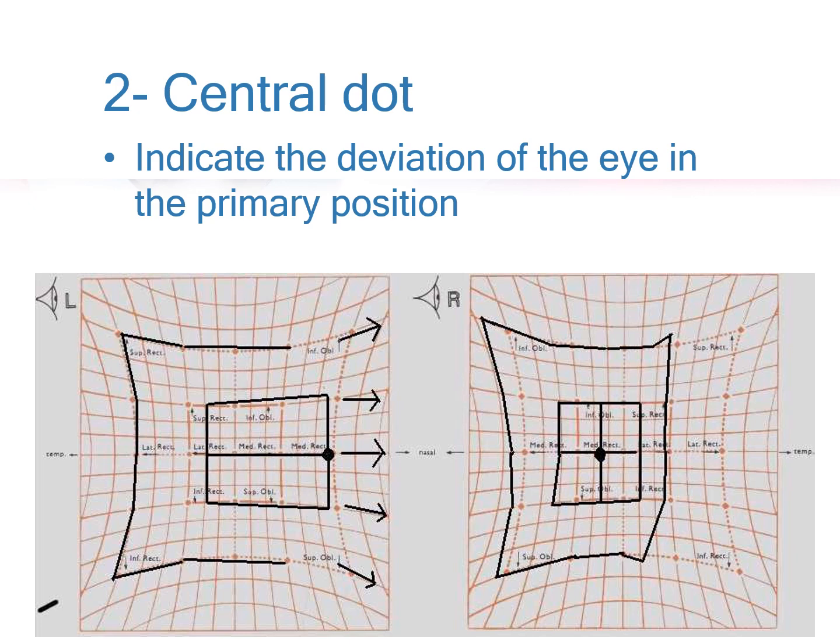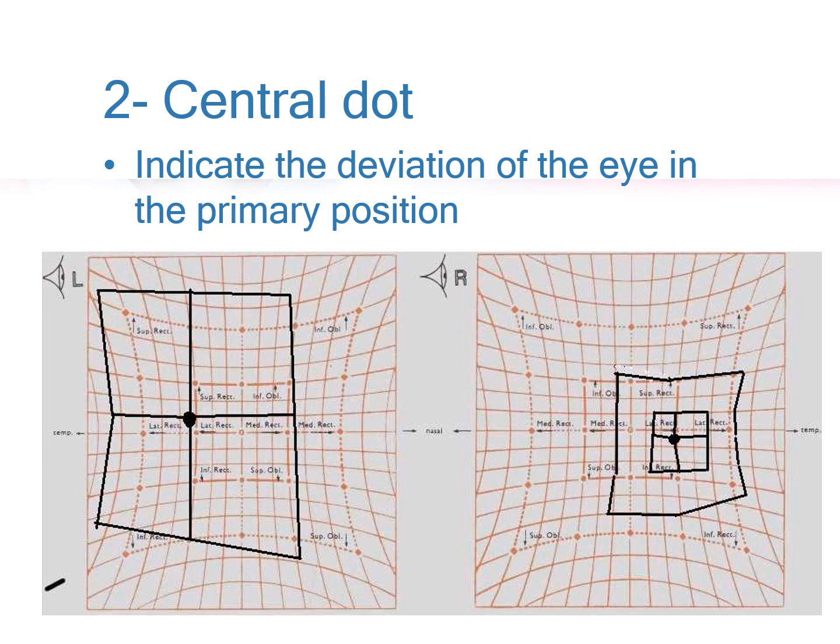In this patient, the central dot of the right eye is displaced medially. This means that the patient has right esotropia in the primary position. And in this patient, the central dot of the right eye is displaced down and out, indicating that the right eye is exotropic and hypotropic in the primary position.